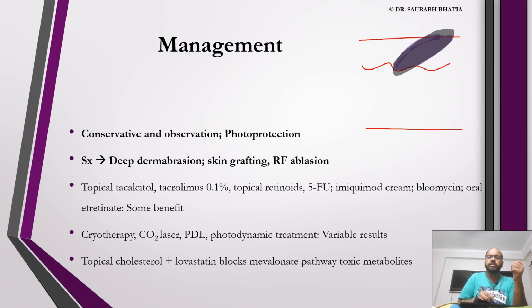Okay. Now the treatment can be conservative and just observation would do. If it's a small plaque in a hidden area of the body, you may just observe it if required. Photoprotection is advised because if you have one porokeratosis, you can have other porokeratosis also. So protection from sun is advised.